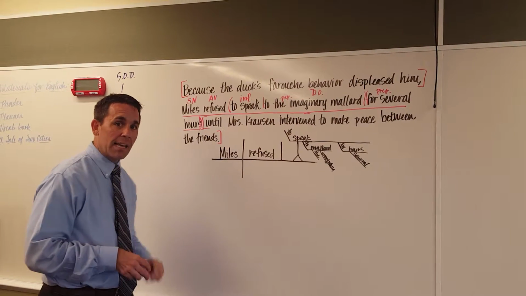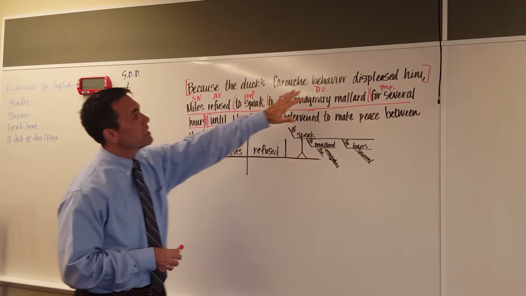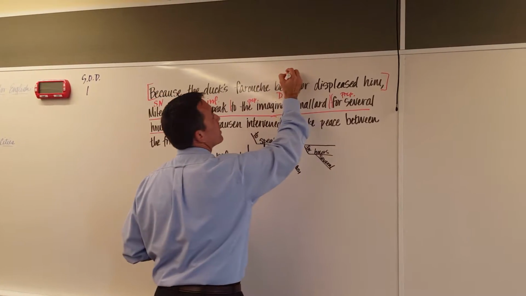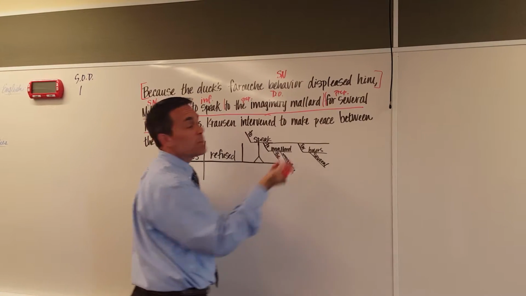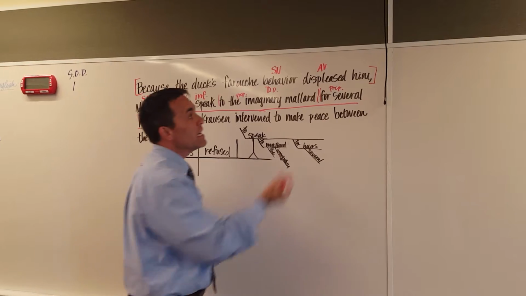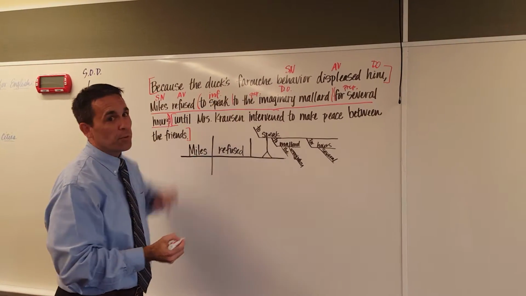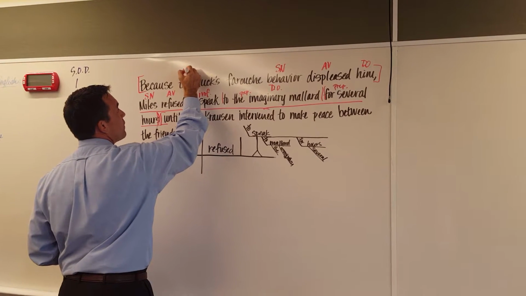In each clause, I will find a subject and a verb. So that's the first thing I want to look for. The subject here is "behavior." It's a subject noun, and the verb is "displeased." It's an action verb, so I look for a direct object, in this case, "him," which is a pronoun. "The," "ducks," and "farouche" are all adjectives that modify "behavior."